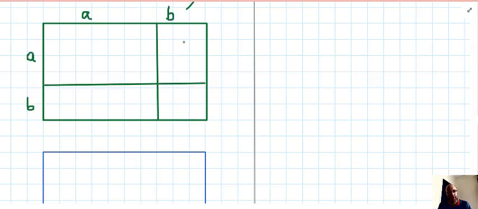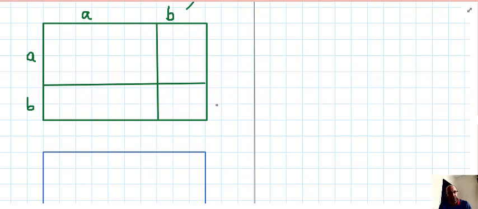Okay, so this pattern here being different, across the top we've got an A and then a B. So the whole top would be A plus B, the whole top of the rectangle. But down the left hand side is also A plus B as well. So it's actually a square.